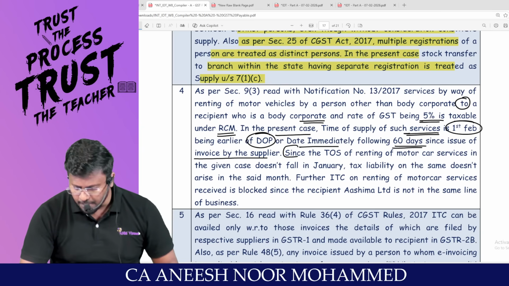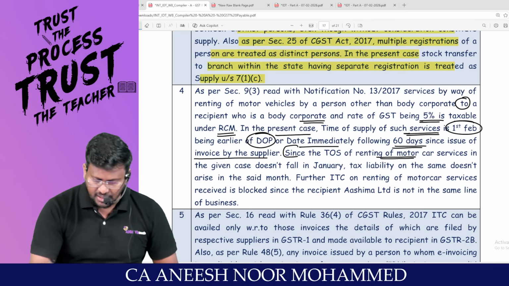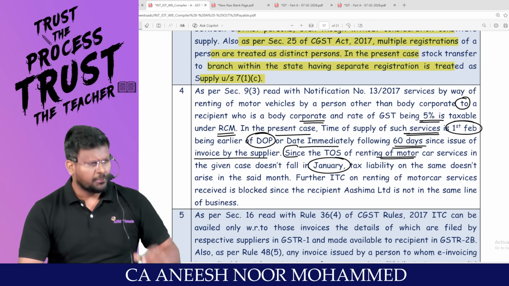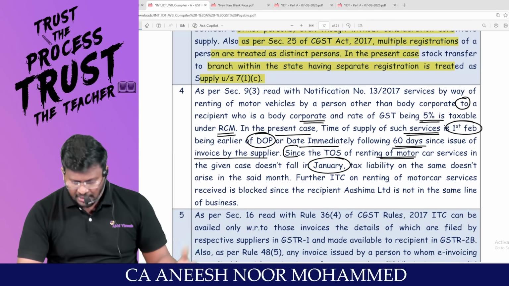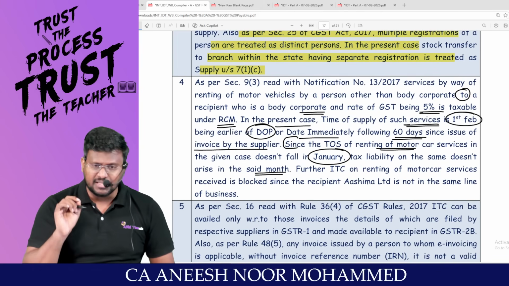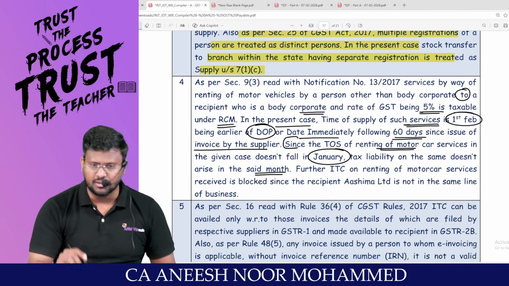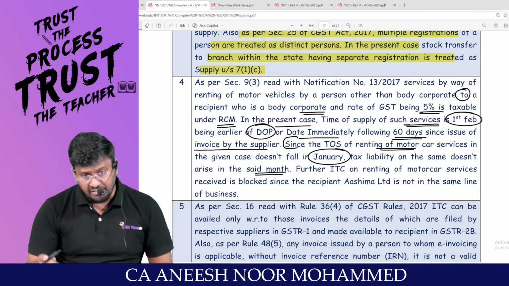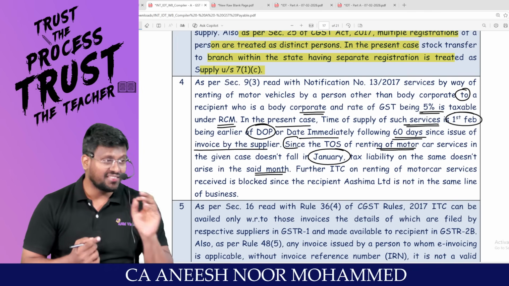Since the time of supply of renting of motor car service in the given case does not fall in that month, the tax liability on the same does not arise in the said month. So when you are calculating tax liability for January, please don't consider this. Look, RCM and time of supply, they are linked and they are testing.